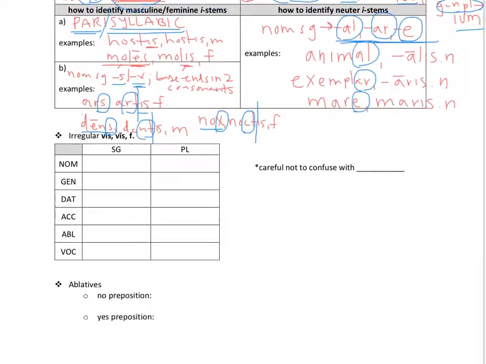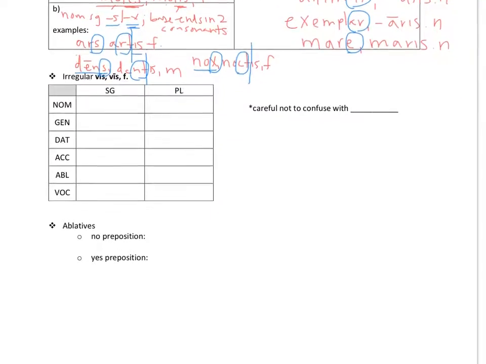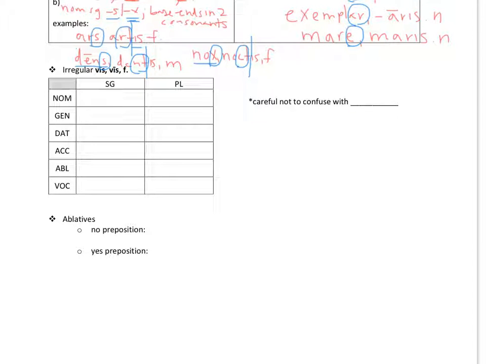So the next thing that we need to learn for this chapter is the irregular noun vis, vis, and this is back on page 114 or at the bottom of page 115. And this word is quite interesting, actually. It has several irregularities to it. The first thing to note is vis.